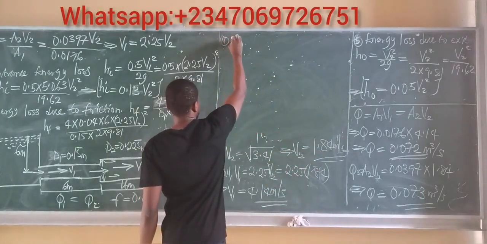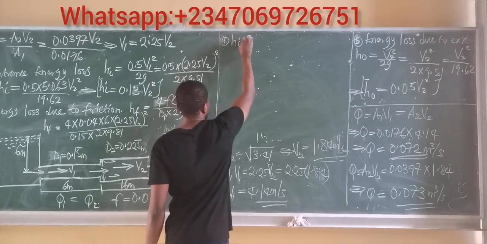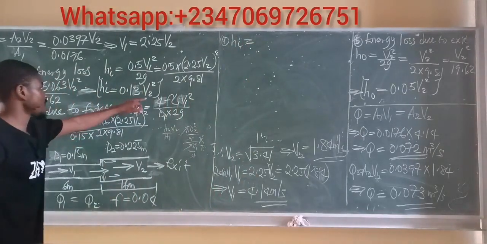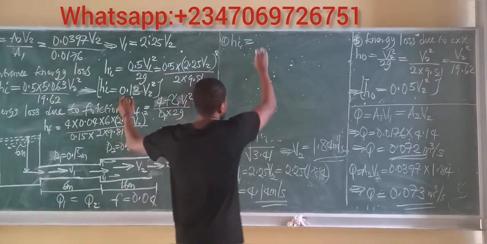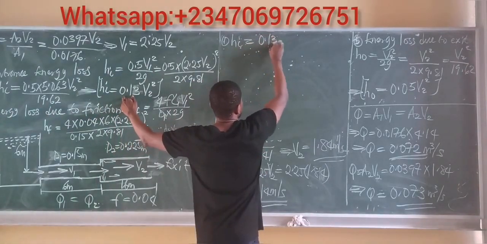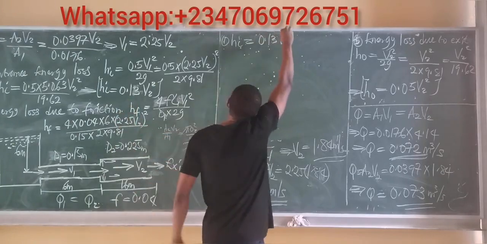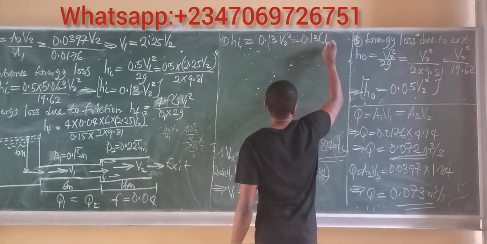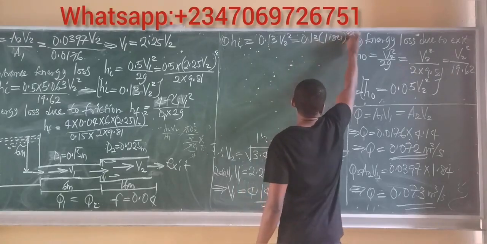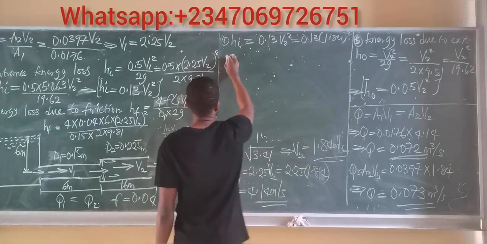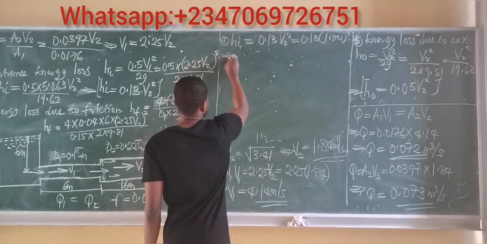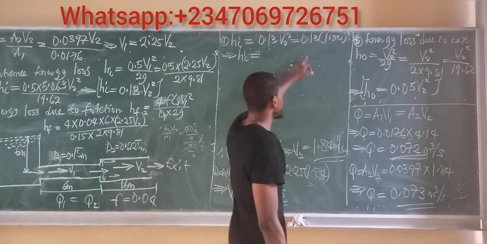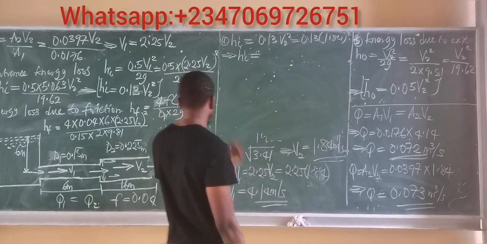So the first energy loss was the energy loss due to entrance, Hi, and we obtained Hi as 0.13 V2 squared. So Hi is 0.13 V2 all squared. So this is equal to 0.13 times V2, which is 1.84, all squared. So this implies that Hi, the entrance energy loss, is equal to 0.13 multiplied by 1.84 squared.